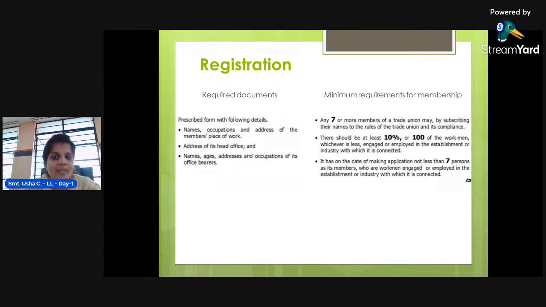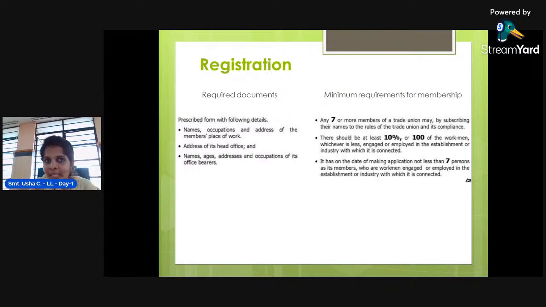At the time of registration, it must be specified what compliances they are fulfilling, and what rules and procedures they are following for the registration. Everything must be known by the members who are present at the time of registration. And it says that there must be at least 10% of the employees or 100 of the workmen, whichever is less, engaged or employed in the establishment. It is possible to go for a trade union only when there is a minimum of 100 workers, or 10% of the workers, whichever is less.